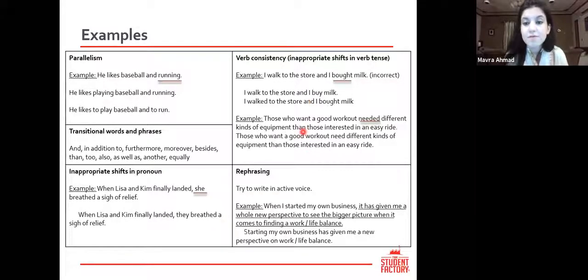सेंटेंस में वर्ब टेंस जो है वो कंसिस्टेंट होना चाहिए थ्रू आउट द सेंटेंस. इट शुड रिमेन द सेम. इफ इट्स पास्ट टेंस देन पास्ट टेंस थ्रू आउट द सेंटेंस, एंड इफ इट्स प्रेजेंट टेंस इट शुड रिमेन एज प्रेजेंट टेंस थ्रू आउट द सेंटेंस.